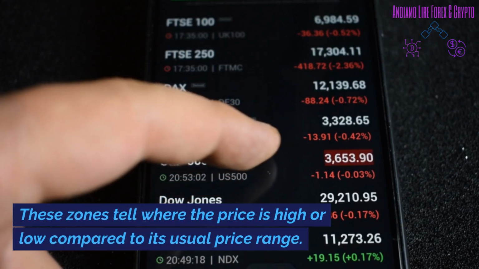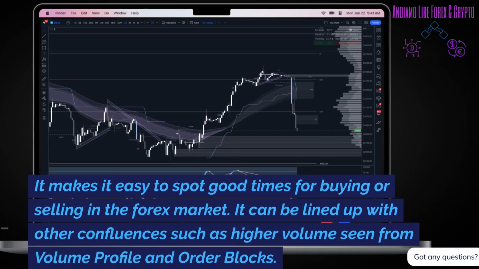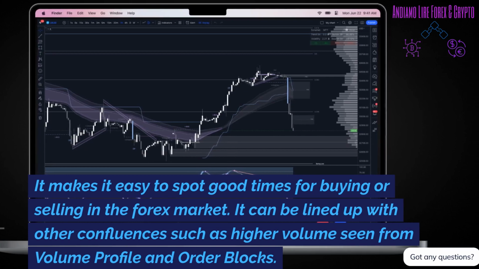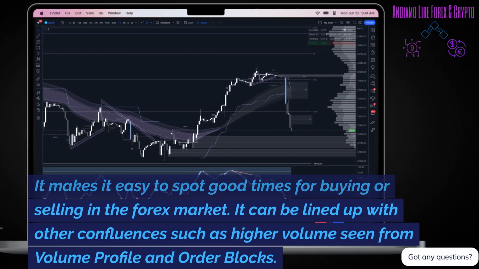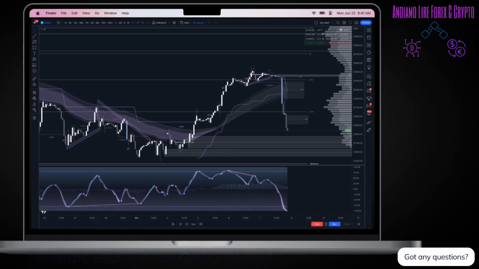These zones tell where the price is high or low compared to its usual price range. It makes it easy to spot good times for buying or selling in the Forex market. It can be lined up with other confluences such as high volume seen from the volume profile and lined up with order blocks as well.